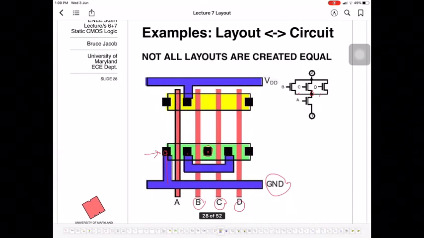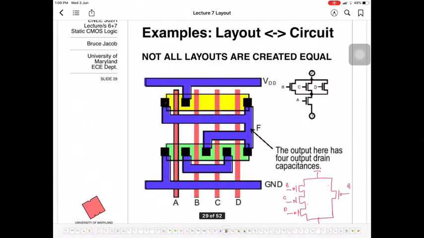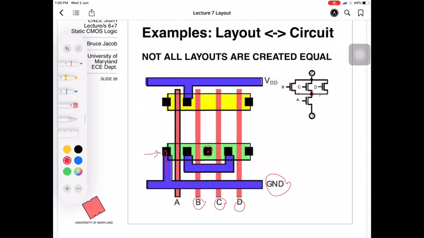Next step, here we have A, B, C and D, and now we want to connect A to ground. So A has two terminals. This is the drain and this is the source, and the source is connected to ground. So this is the drain of A and this is the source of A. The source is connected to ground. This is the connection, and the drain is connected to B.